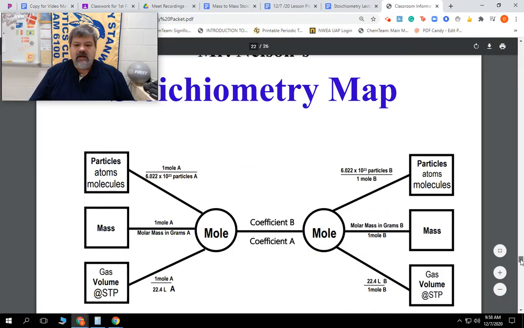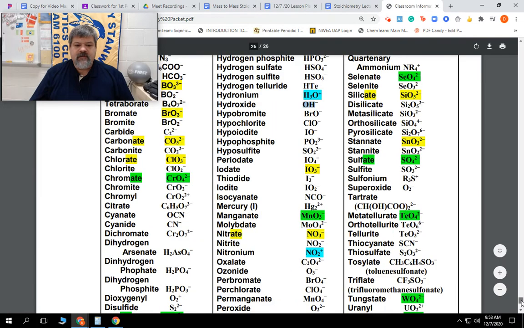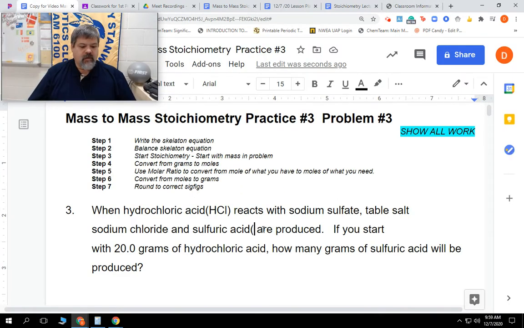So let's go ahead and look at it and find that charge of sulfate. Here's sulfate. It's SO4. It's a -2, so that means I have to have 2 hydrogens. So let's go back to our problem. And so we know that we're going to have H2 and then SO4. And so there's the formula for sulfuric acid.